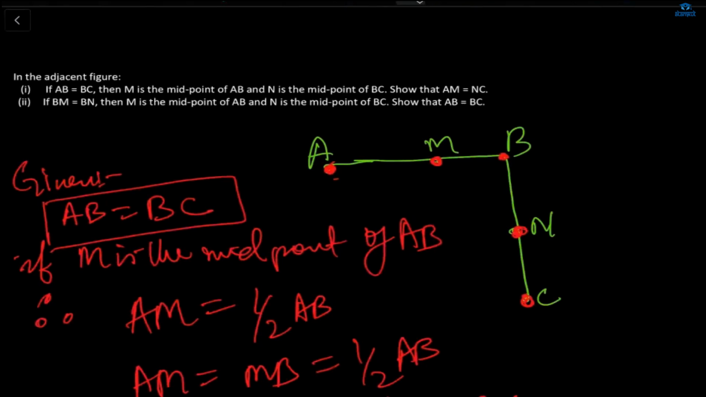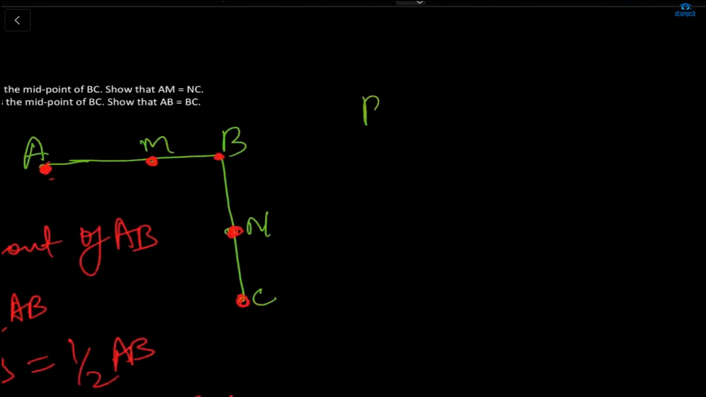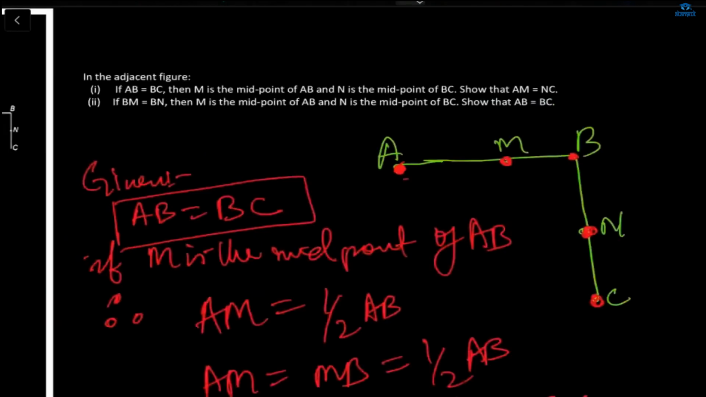Now, if it is given that BM is equal to BN, then M is the midpoint of AB and N is the midpoint of BC. Sorry, both are given. You just have to show that AB is equal to BC.